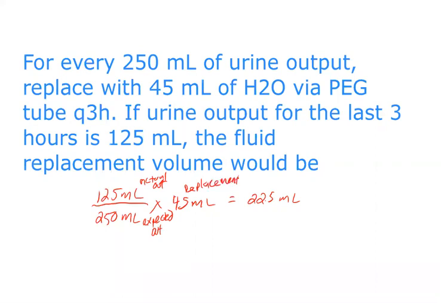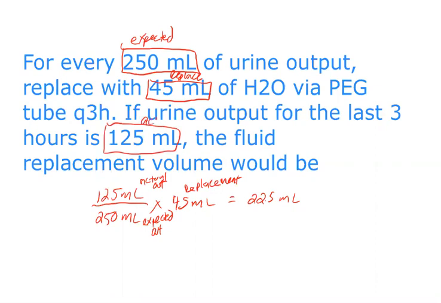Okay, so it's helpful to know, because sometimes they might reword this question, and it might say, over the last 3 hours, your patient has voided out 300 milliliters. What would the fluid replacement volume be if you're supposed to replace it with 45 milliliters for every 250 that are brought out? So you need to know that this is considered your expected or associated with your initial, and then this is your replacement volume, and then this is the actual, how much they actually voided.